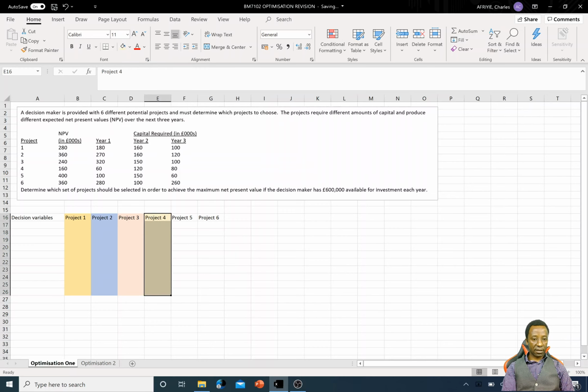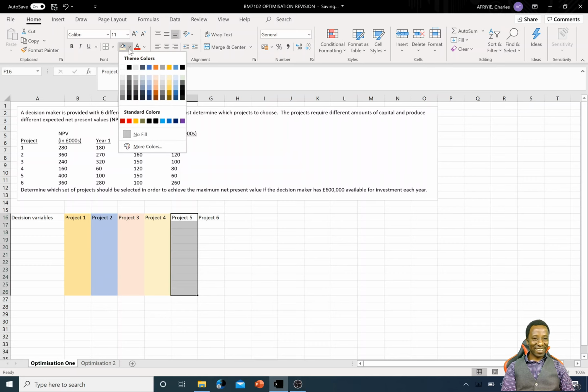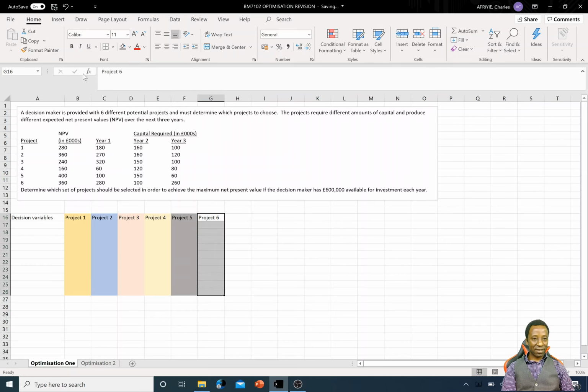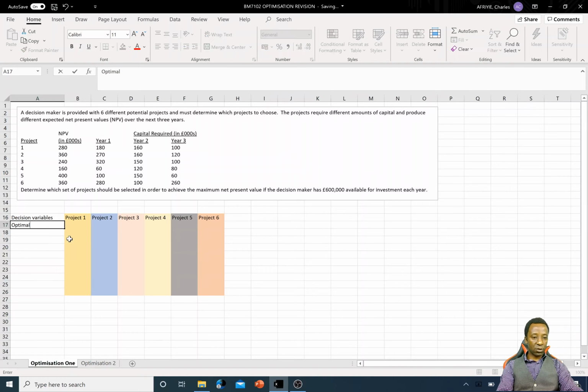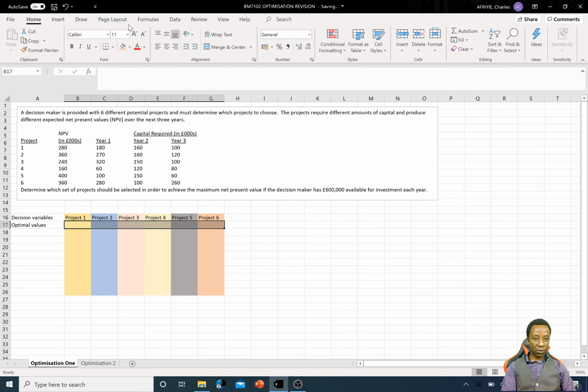Which one? I can try this one. That's close enough to the other one, but hey, let's choose that one, and then maybe we finish off with an entirely different color, which would be that one. Yeah, that's fine. Okay, so those are the decision variables, and then we would need to have the optimal values coming in here. All right, so we'll leave that row there. Let's give it a different color there.